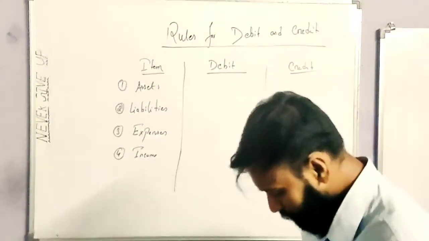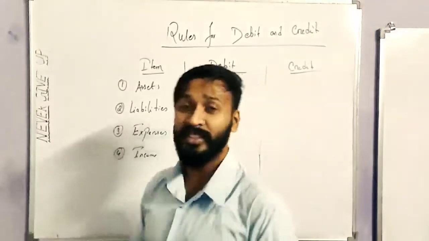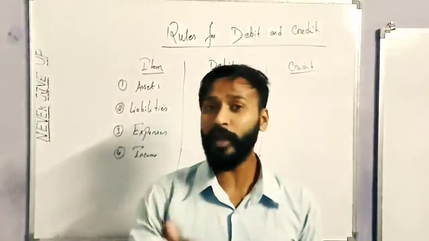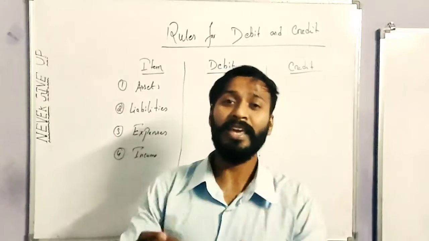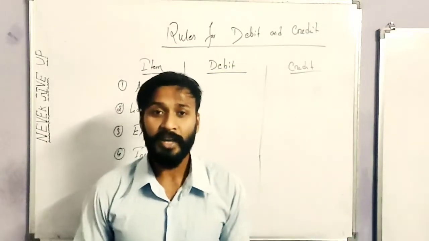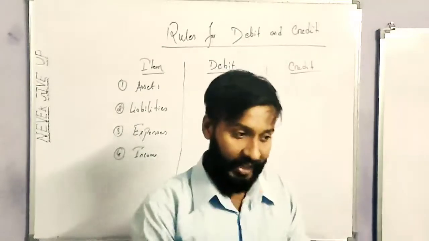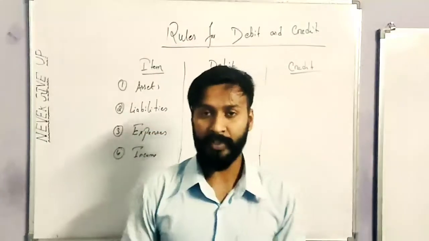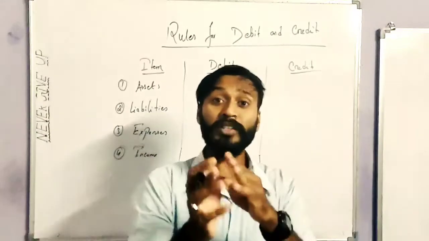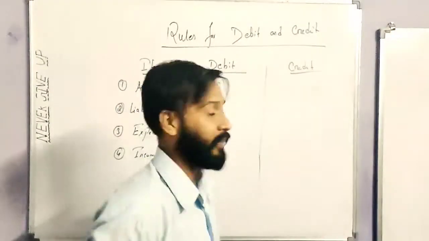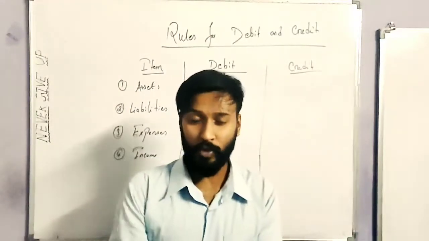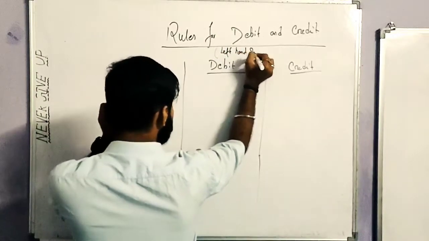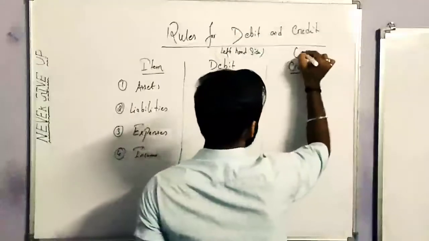Asset. Now, what is an asset? Asset is a resource which the business owns, which we can use for more than 1 year. For example, land, building, cash, goodwill, sundry debtors, bills receivable, etc. The items or the resources which we can use for more than 1 year, and which the business owns, are assets, isn't it? Now, what are the rules of debit and credit for assets? The debit side is also called the left hand side. The credit side is called the right hand side.